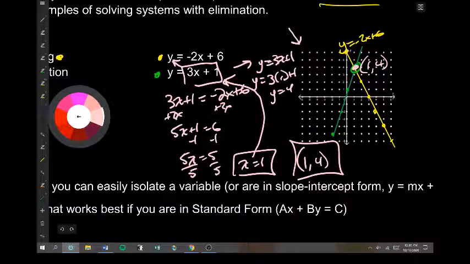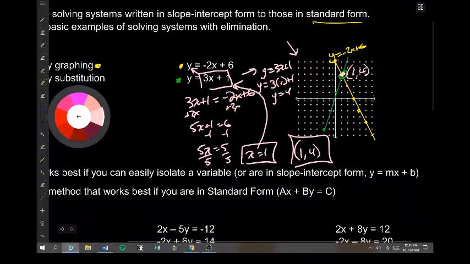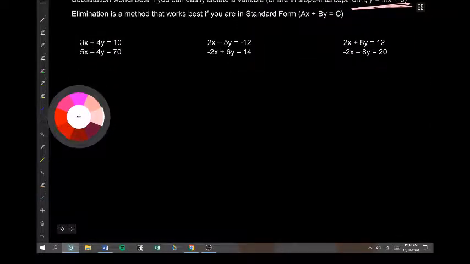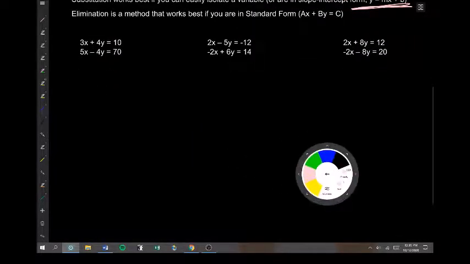Okay, so that's graphing and substitution. Those are great if you have a variable solved for already, or if you're already in slope-intercept form, which is y equals mx plus b, or if you can easily get a variable isolated without making any fractions or decimals. The other method is called elimination. For many of you, it'll be the one you prefer.